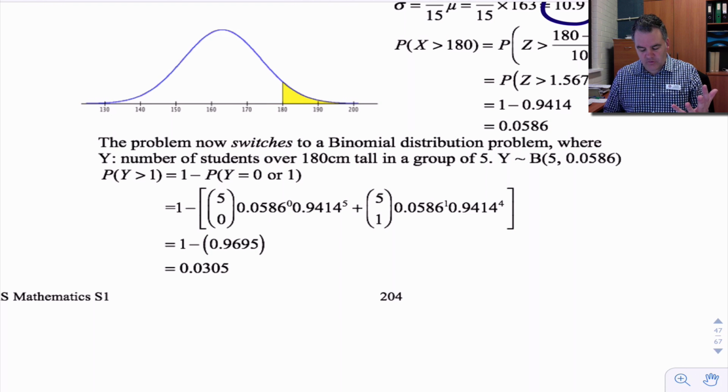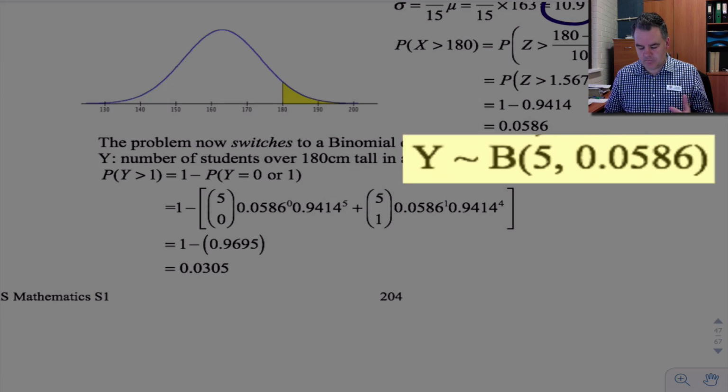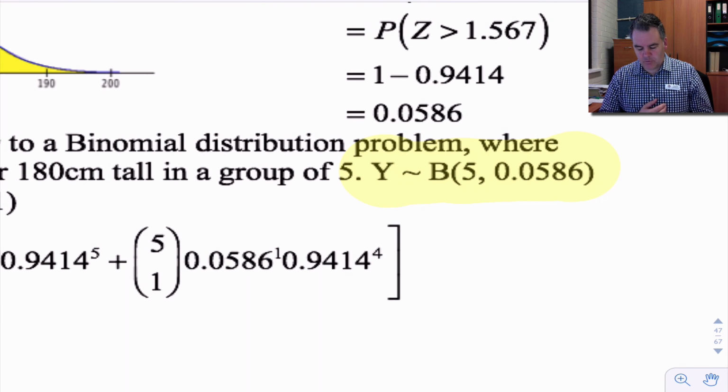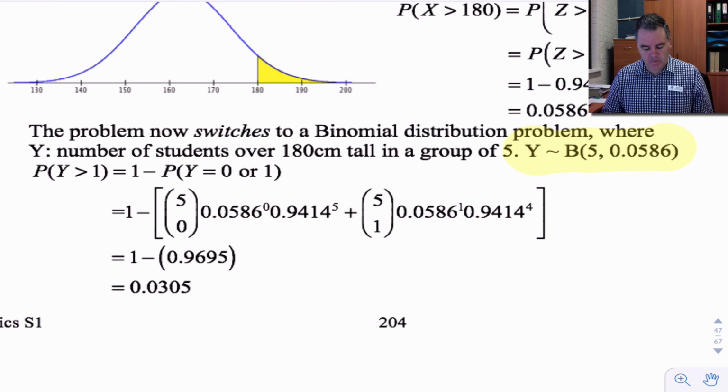So recognizing now that this problem is switching to a binomial question. We've got 5 students. Each one of them is either over 180 or not over 180, so there's only 2 options. Each person is independent. All of those things means this is a binomial distribution, so you've got to write this in your answer. Binomial with n equals 5 and p equals 0.0586. So we use the normal distribution to find the probability of a success here, or someone being over 180 centimeters tall. Okay, and then it's just a matter of using the binomial formula.